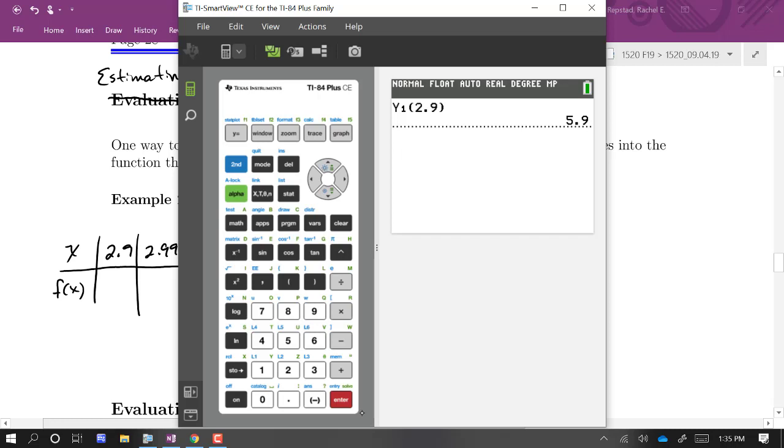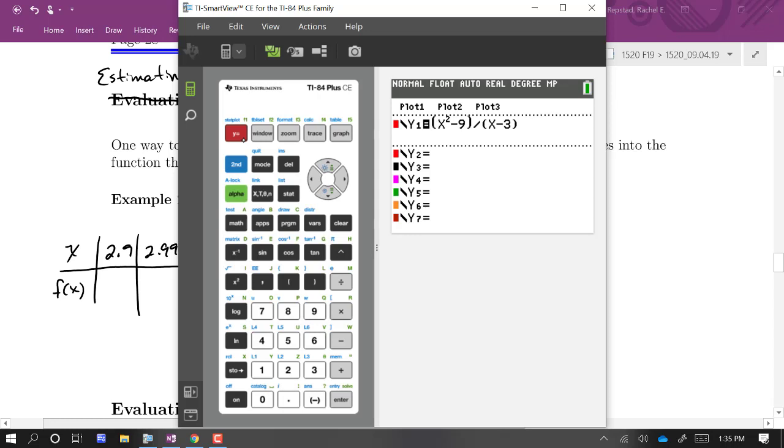Did you enter the function? How do you put in the function? Oh, so yeah, you don't want to do that one here. You want to do it here, from your home screen. You have to quit to home first. How do you put in the function? You hit the y equals button. Okay. Yep. And you just have to put the top and the bottom in their own sets of parentheses. 5.9, you said? Yep.